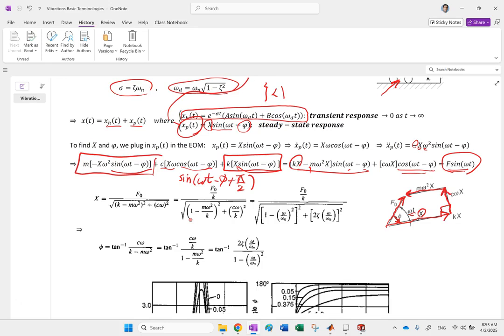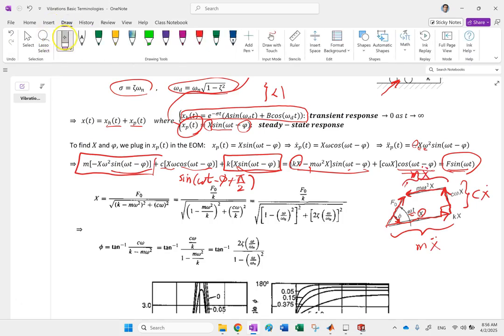So you see that this is the m x double dot, this is the c x dot, and sorry, this is the m x double dot, the one on the top, and this bottom one is kx. The sum of these three is equal to your external force F. So you see, you can show it with this pictogram.